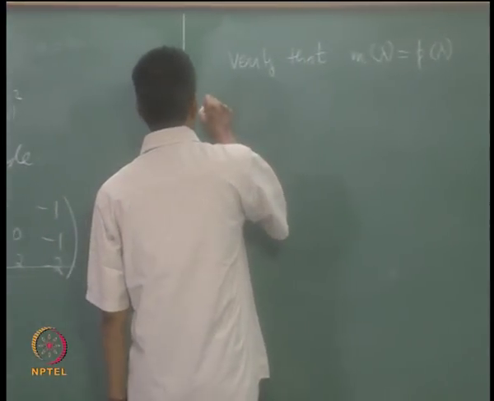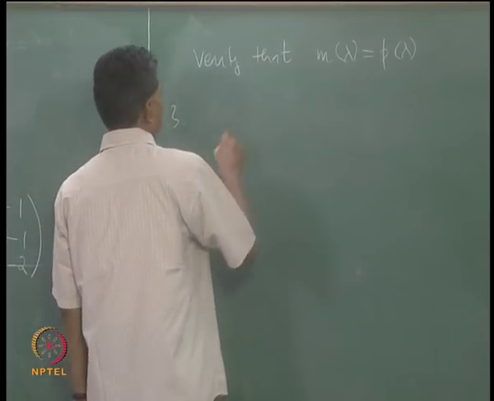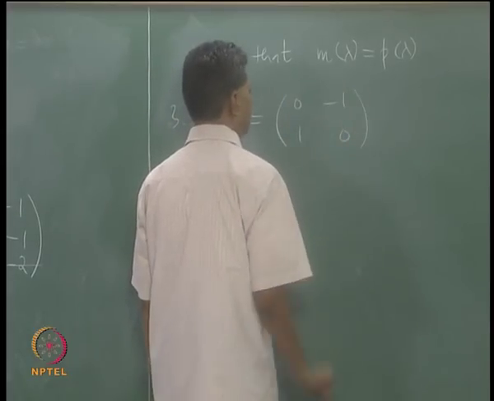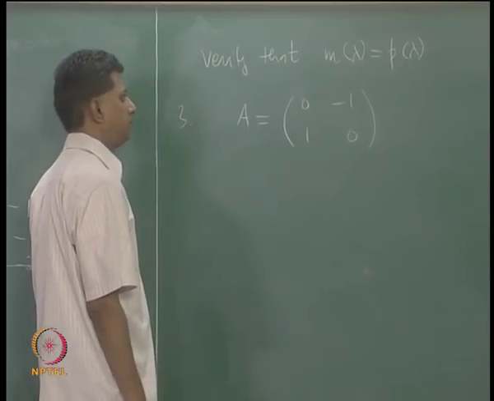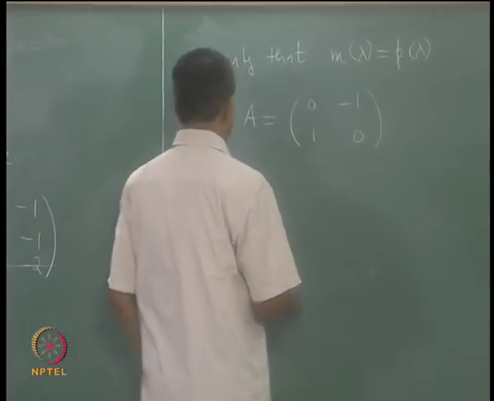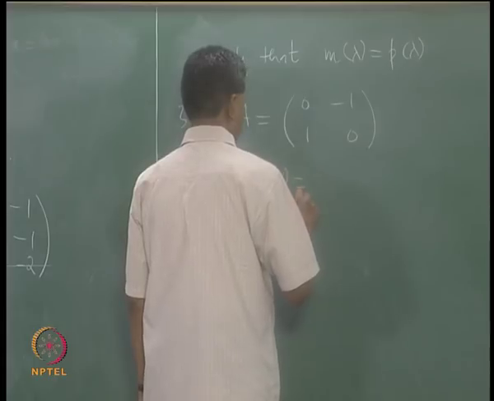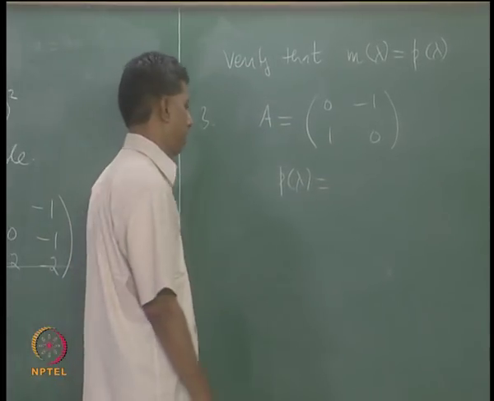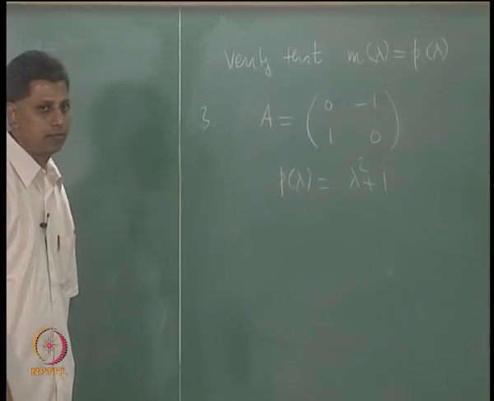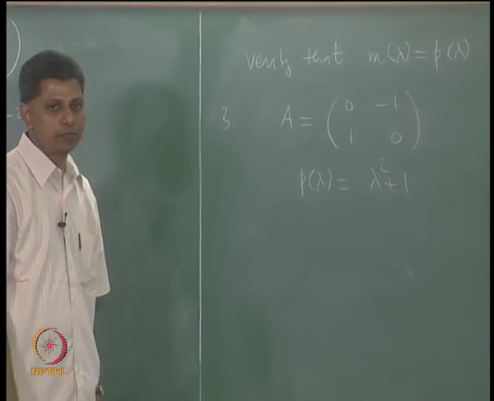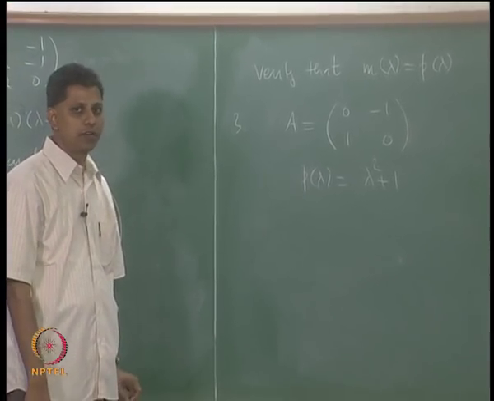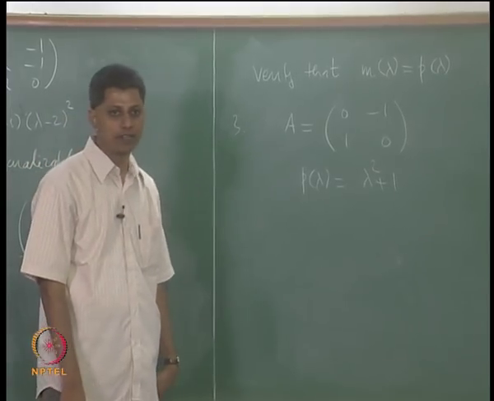Finally, if you look at the third example, which is the first example, the matrix A is 0 minus 1, 1 0. This simply does not have eigenvalues. What is the characteristic polynomial for this matrix? Characteristic polynomial is lambda square plus 1. If you look at this as a complex matrix, this can be factorized as lambda plus i into lambda minus i. So as a complex matrix, this has i and minus i as the eigenvalues, okay.